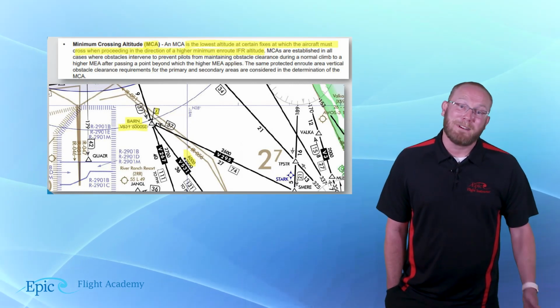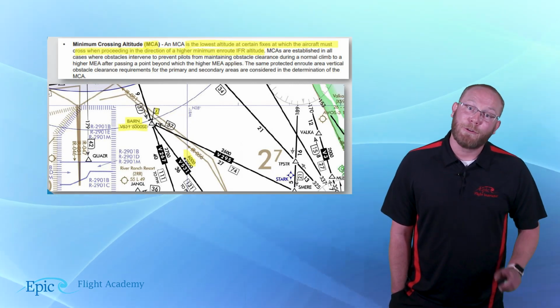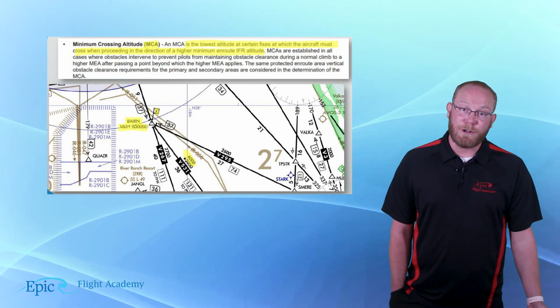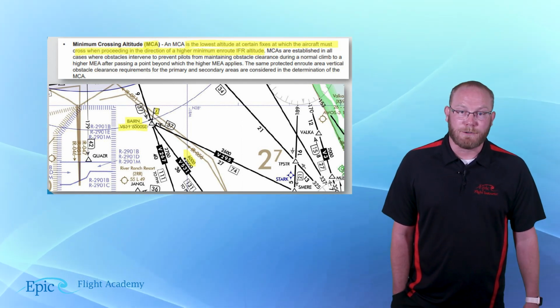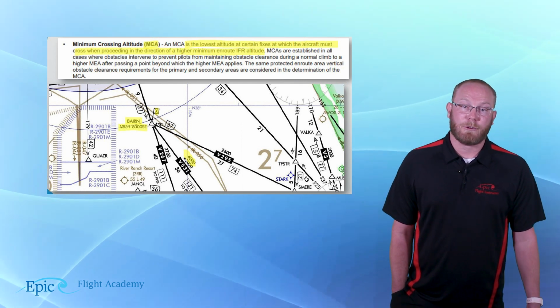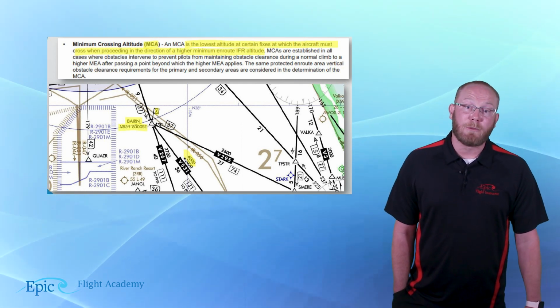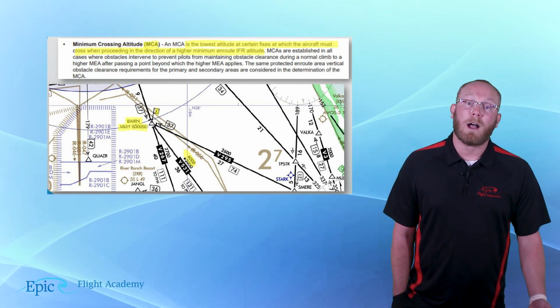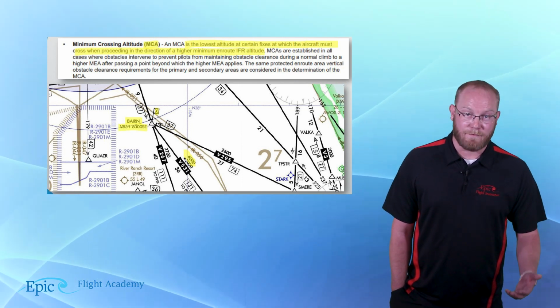Next, we have the minimum crossing altitude. Now these are really cool because on the en-route chart, you'll notice there's a little X that's inside of a flag, and that will denote a minimum crossing altitude. Now, in this slideshow, you can see Victor 531, if you are traveling southeast, right, you must be at 6,000 feet or higher when you cross that fix.